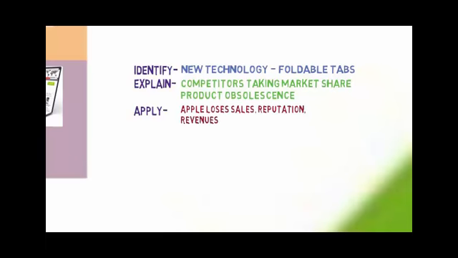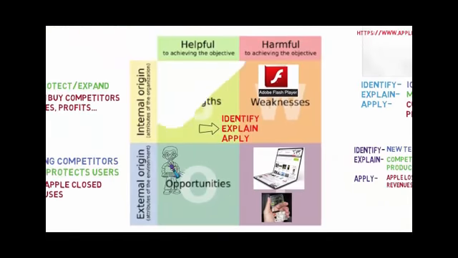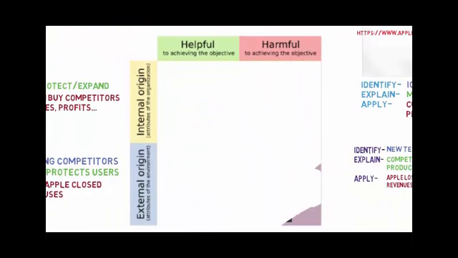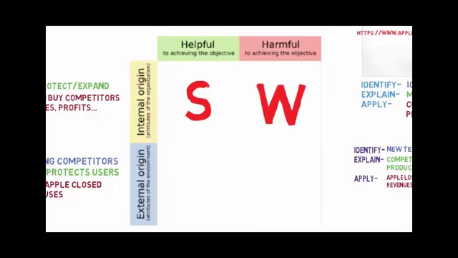Once we have identified, explained, and applied all of our SWOTs, we can move on to concluding our strategy, which will involve building on our strengths, reducing or resolving our weaknesses, exploiting our opportunities, and avoiding our threats. For instance, in this example we would take a threat, such as competitors introducing foldable tablets, use our strength in the form of our cash resources to purchase that competitor company, and turn the weakness into a strength.